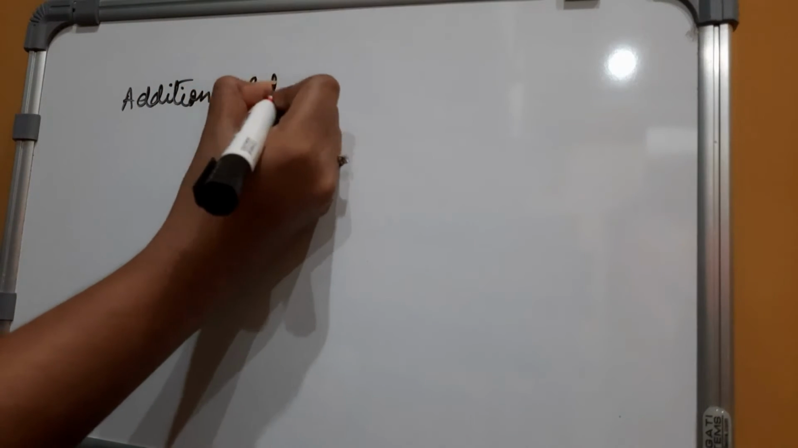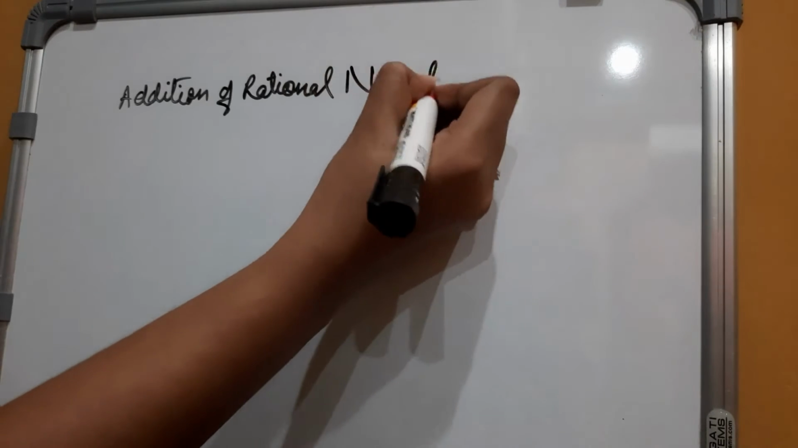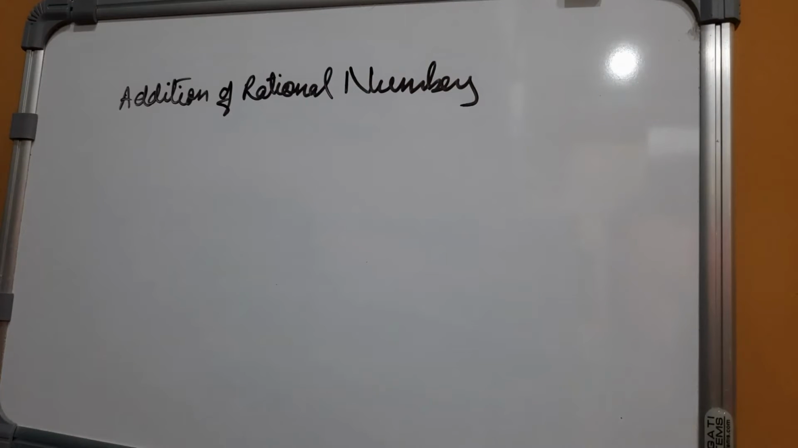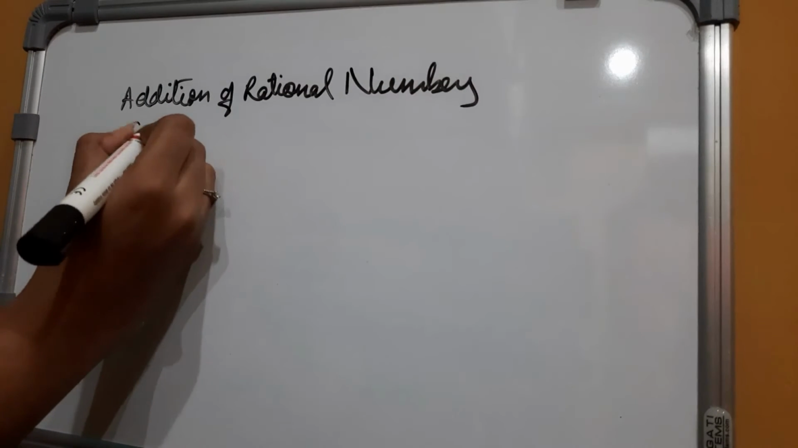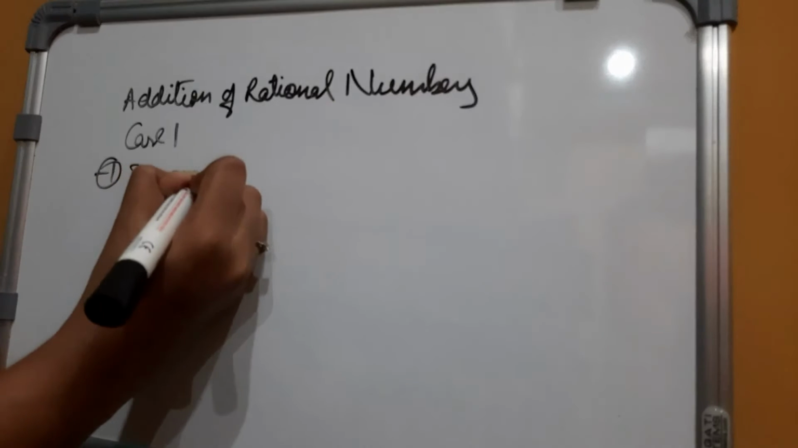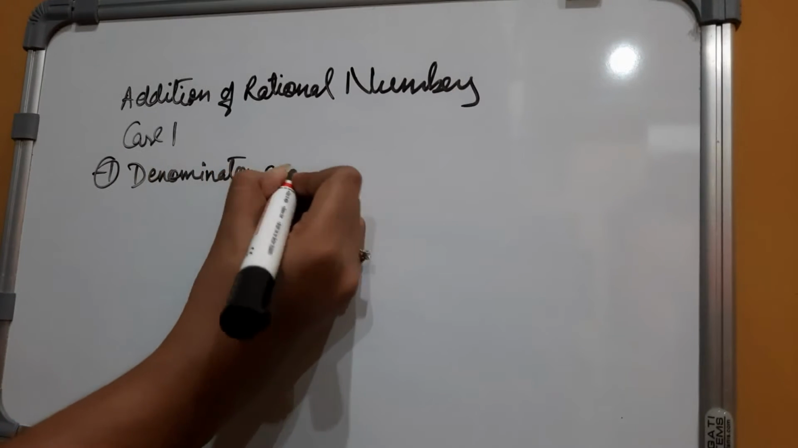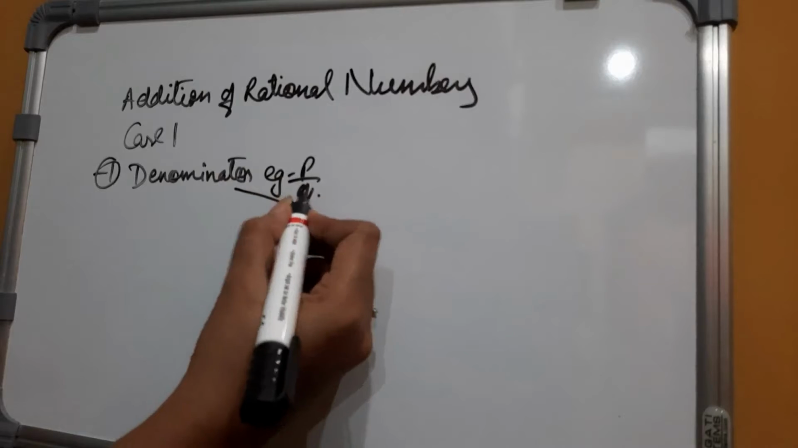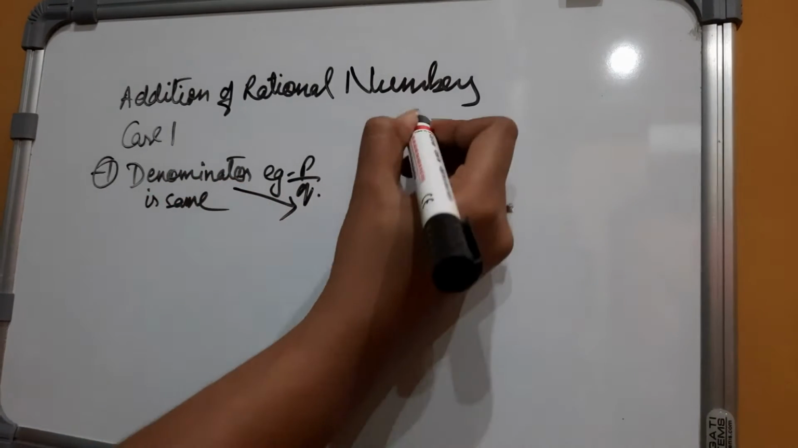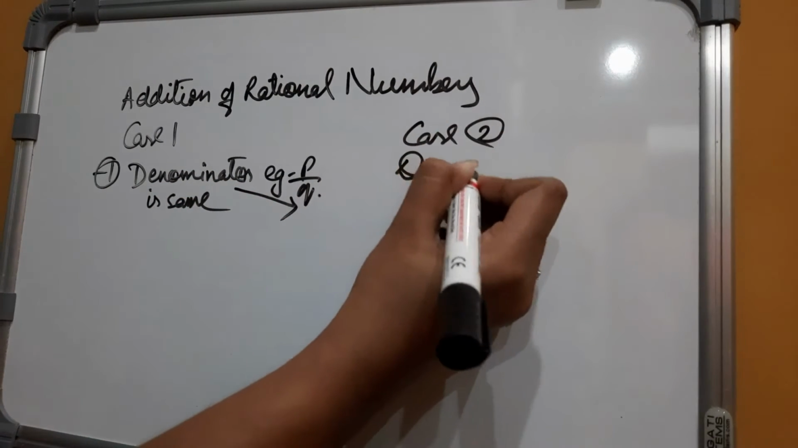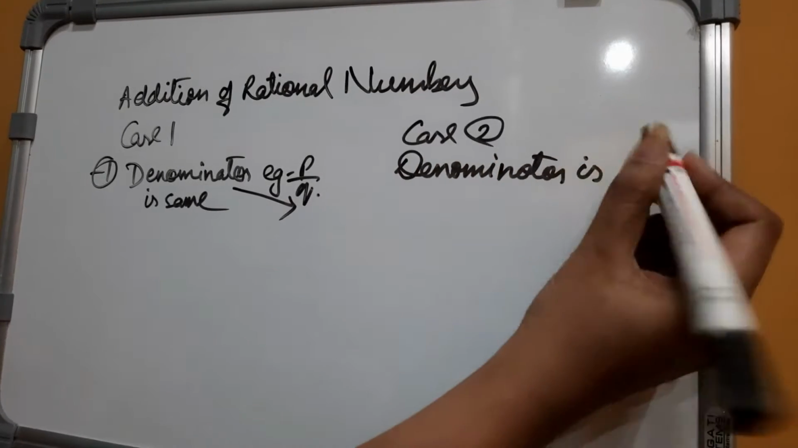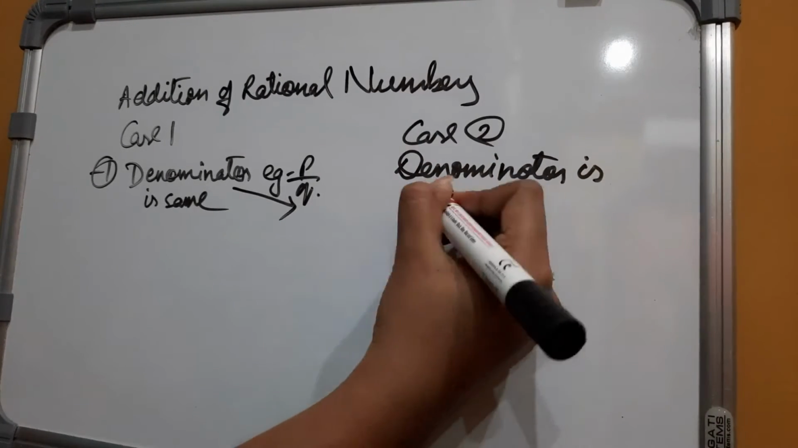Now we will read what is addition of rational numbers. Now again there are two cases. Case 1 where denominator is same. I believe you know what is denominator. The lower one, whatever we write in the fraction, is called denominator. Now case 2 is denominator is different. So now let me explain more with some examples.